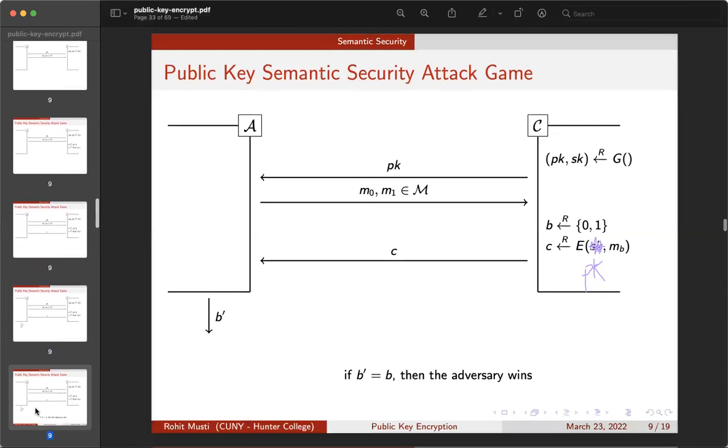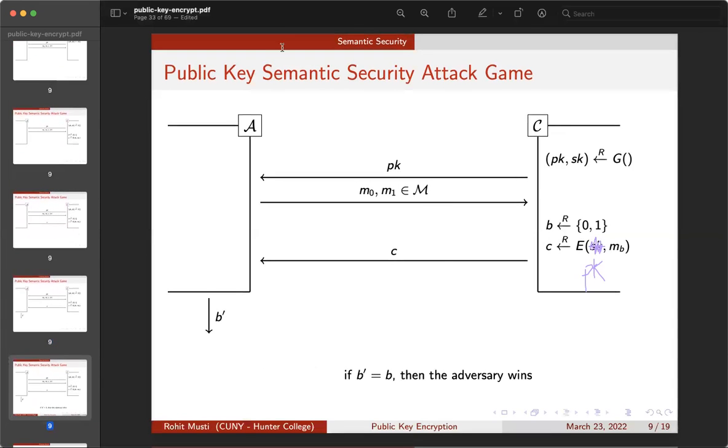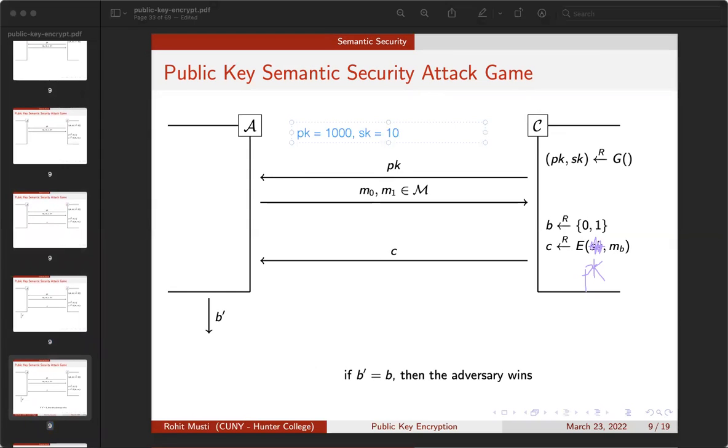So just kind of, yeah, so if B prime equals B, the adversary wins. So let's take an example. Let's show some examples here. So let's say PK equals 100, 1,000, SK equals negative 169, message 0 equals maybe aloha, message 1 equals hello.